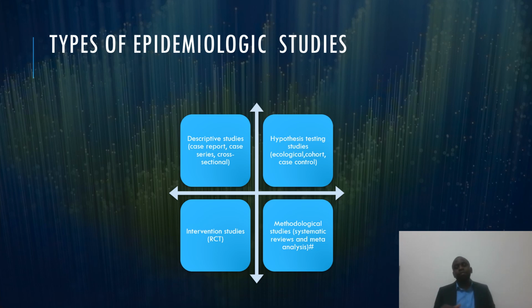Now, the last type of study design that we have is called the methodological studies. Methodological studies are not primary studies, they are secondary studies. So the first three types are all categorized under primary studies. That means you go to the field, you collect data, you do your analysis. So those are all primary studies, right? But these methodological studies are not primary studies.